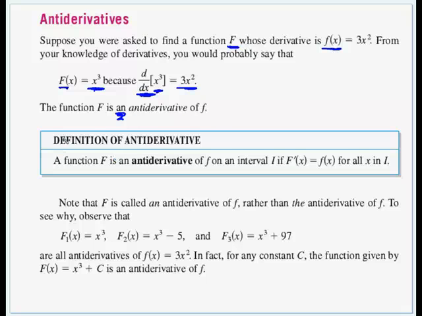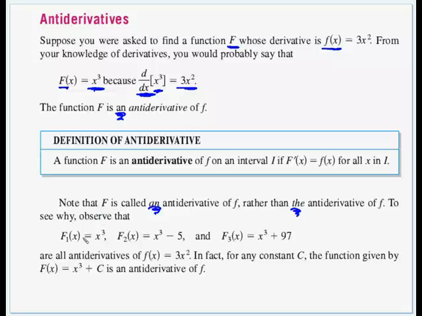Our official definition says a function capital F is an antiderivative of function f on an interval I if F prime of x is equal to f of x for all x values in that interval. Note that this new function capital F is an antiderivative rather than the antiderivative.